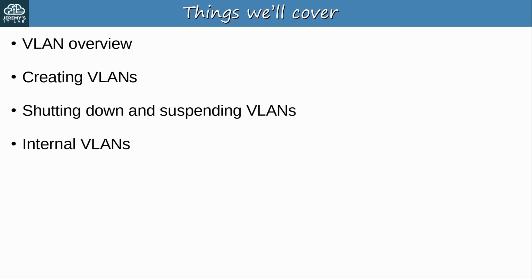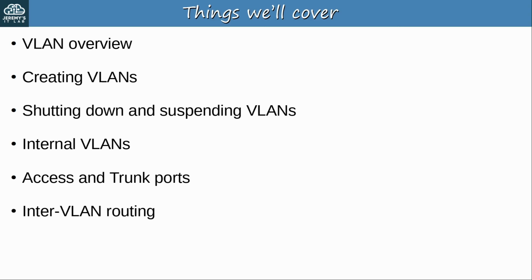Then, I'll mention internal VLANs, which are VLANs the switch automatically creates for its internal use. Next, we'll cover access and trunk ports, and finally, inter-VLAN routing using an external router or a layer 3 switch.